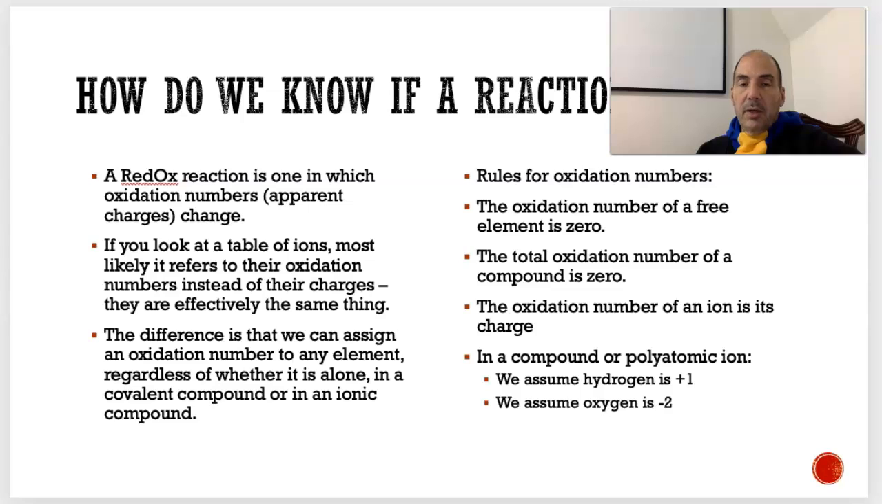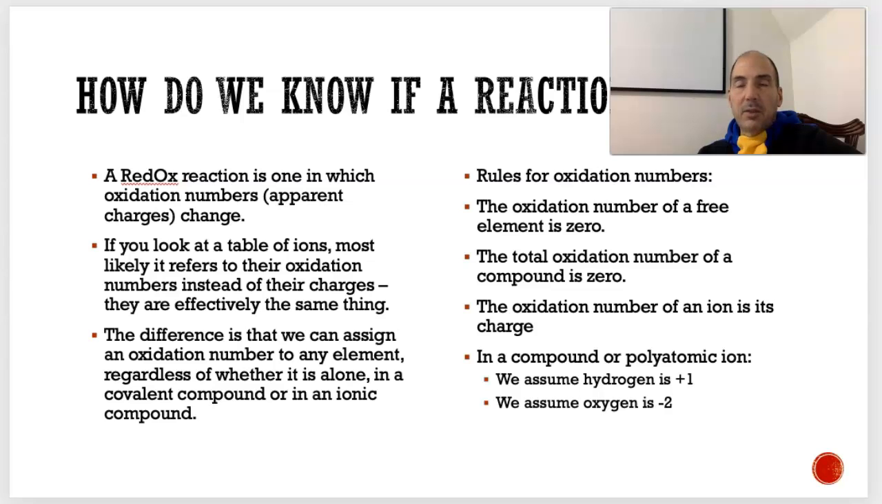So you want to know, how do we know if a reaction is a redox reaction? Well, it depends on something called oxidation numbers. When we talk about the charges of ions, we're really talking about what their oxidation state is, or what their oxidation number is. An oxidation number is the apparent charge that a particle has.